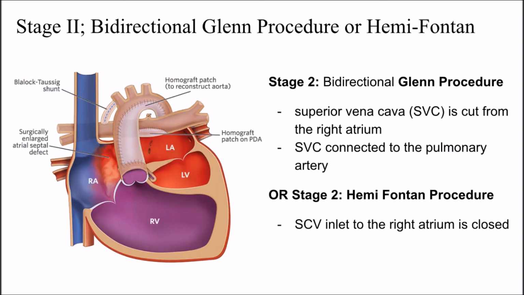In the Stage 2 bidirectional Glenn or Hemi-Fontan procedure, usually conducted within 6 months of birth, the superior vena cava, also known as the SVC, a vein which brings deoxygenated blood from the upper body to the heart, is surgically isolated from the heart, either through incision for the bidirectional Glenn or blocking of its inlet to the right atrium for the Hemi-Fontan. The SVC is then attached to the left and right pulmonary arteries to bring blood from the upper body directly to the lungs. Next, the graft from the new aortic branch to the left and right pulmonary artery is cut.